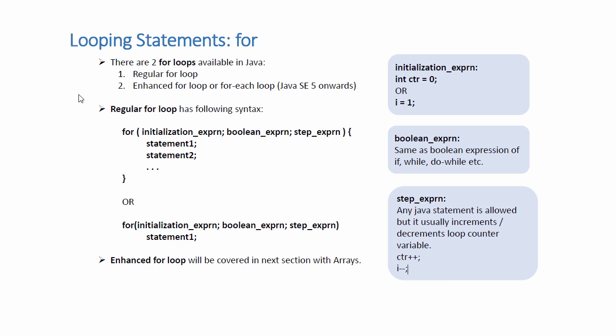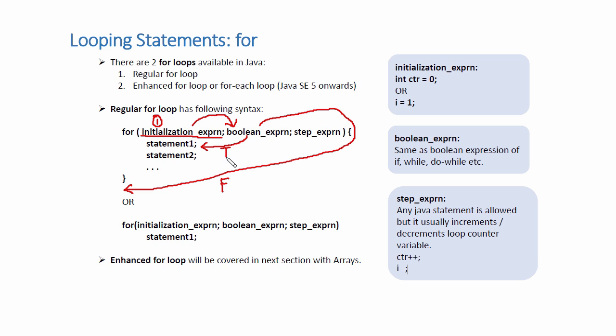Let's see how Java Runtime handles the for loop. Java Runtime first executes the initialization expression. This step happens only once. Then control goes to check the Boolean expression. If Boolean expression is false, it moves the control out of the for loop. For loop ends. But if Boolean expression is true, control goes inside the for loop and starts executing all the statements from top to bottom.